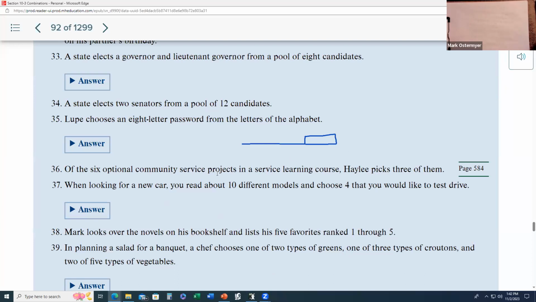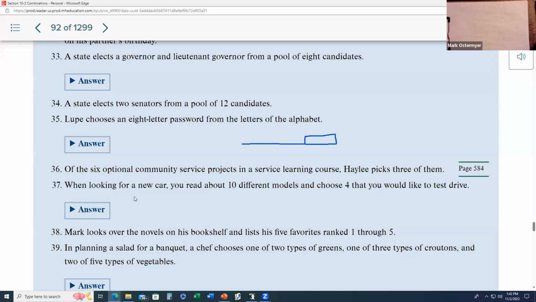All right. Number 36. Of the 6 optional community service projects in a service learning course, Haley picks 3 of them. Do you see any indication based on this reading where it would suggest that order matters here in how you pick these 3 of 6 optional community service projects? Does it look like order matters here at all? Any indication whatsoever? No. I don't see it anywhere. I don't see where it also says Haley has to present these 3 projects in a specific order. I would think order doesn't matter here. I'd be thinking combination here.